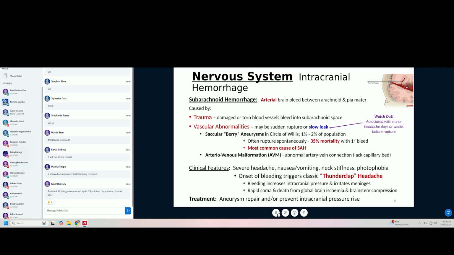The way we treat these, like I said, most of the time subarachnoid hemorrhages are due to the saccular aneurysms. So if we identify the aneurysm, we repair it. And we're really just trying to make sure also that pressure doesn't increase too much, because if it does, then we're going to cause ischemia to the brain, which is eventually going to lead to necrosis of a lot of brain cells and death.